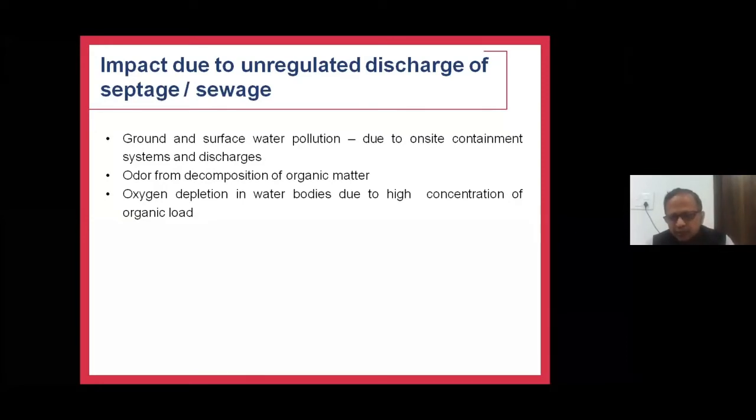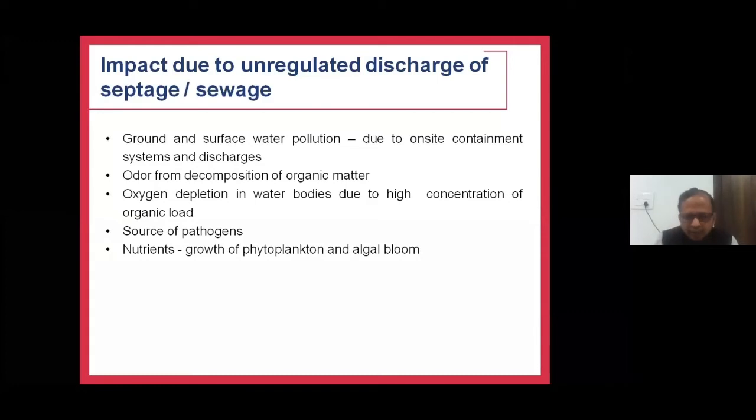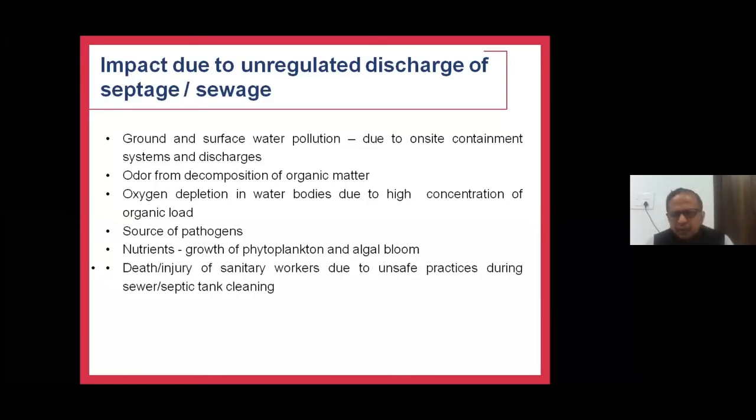And it's a very big source of pathogens. Also, because this will have lots of nutrients, it will cause serious growth of phytoplankton and algal bloom. We also encounter now and then, because of unsafe practices by the operators due to various reasons, whenever they handle septic tank cleaning, etc., injury and death also. And it is land pollution and also aesthetically very uncomfortable. And a very big point is mosquito breeding also.